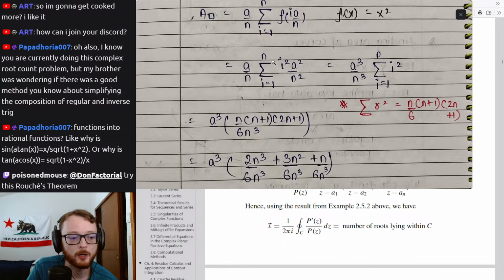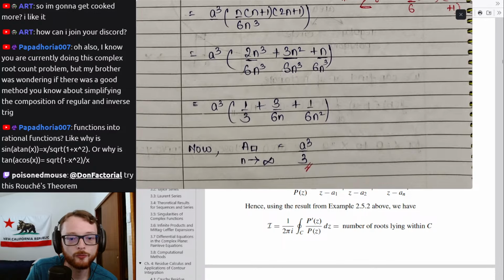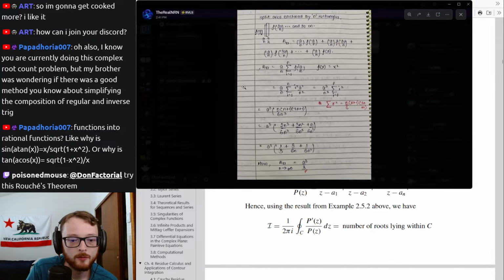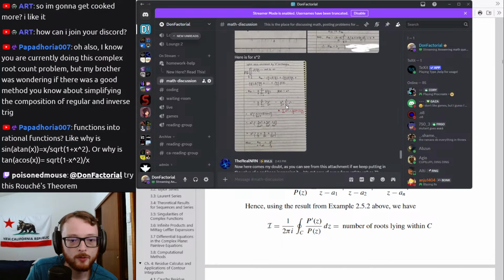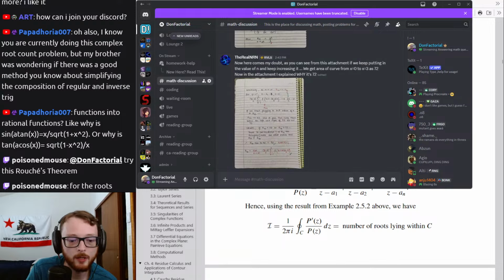So if you're just going hard on the Riemann sum thing. Rouché's theorem? Or, I think it's Rouché. I've heard of that. I don't remember what it means, though.